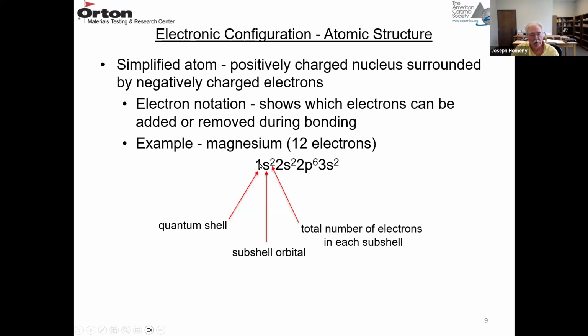So in the first quantum shell, there's the s suborbital with 2 electrons. In the next quantum shell 2, there's 2 electrons in the s suborbital, 6 electrons in the p suborbital, and then the third quantum shell, there's 2 electrons in the s orbital. So in an atom like magnesium, the third quantum shell with these 2 s electrons are the ones that are responsible for chemical reactions.